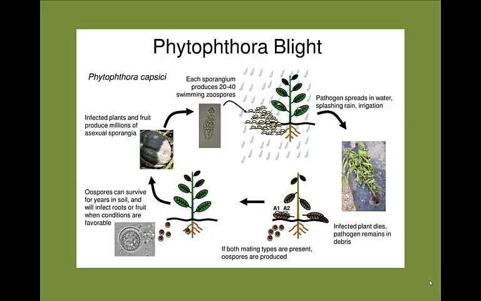See the top center picture of zoospores and the tail which propels the spore forward to a susceptible host root. The spores can remain in dead plant material for a great length of time, and if both mating types of the pathogen become available, oospores are produced to begin the cycle again.